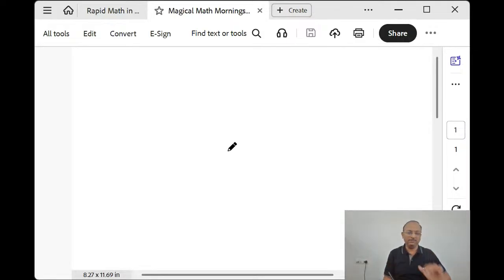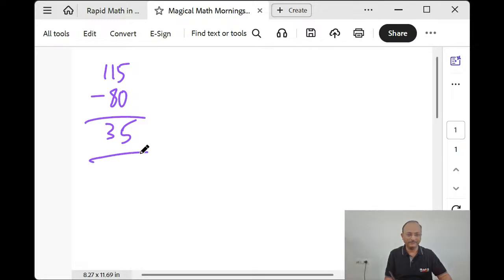If you take two numbers, let us take some simple numbers for an example: 115 minus 80. This may look very simple because it's hardly a difference of 35, and we can easily find it out. But how do we do it normally? 5 minus 0 is 5, and 1 minus 8 is not possible, so we borrow, 11 minus 8 is 3, giving 35. How do we do this with the trick?